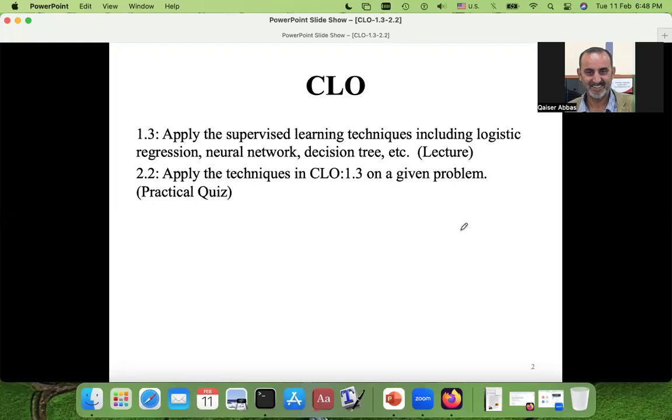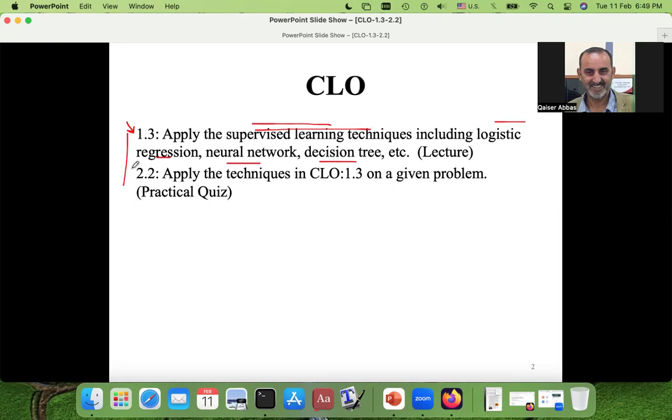Now the statement of our new CLO is given here. CLO 1.3 of this course is saying what? Apply the supervised learning techniques. So we will have to focus in this CO only on supervised learning techniques. We will go with logistic regression, we will go with the neural network, and then finally we will go with decision trees, etc. It is written here that we can continue with more, but at least these three we will go with.